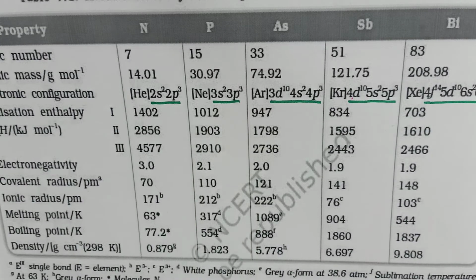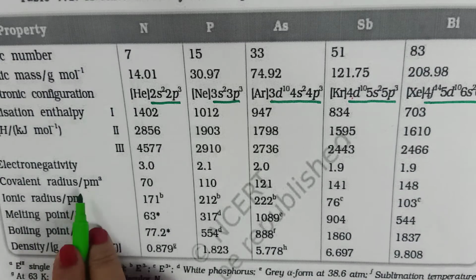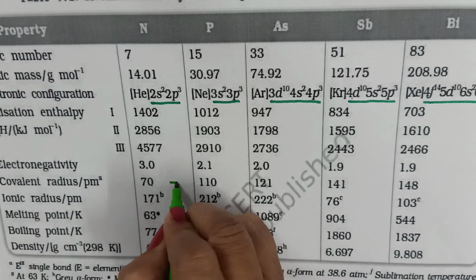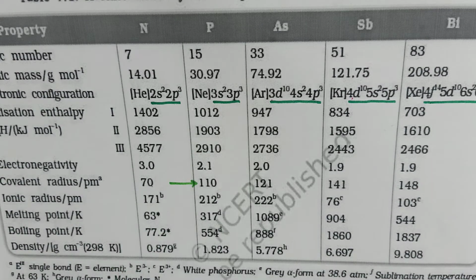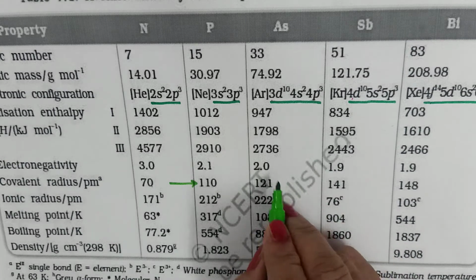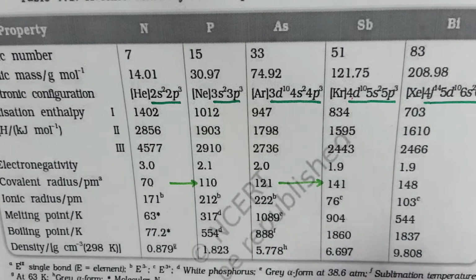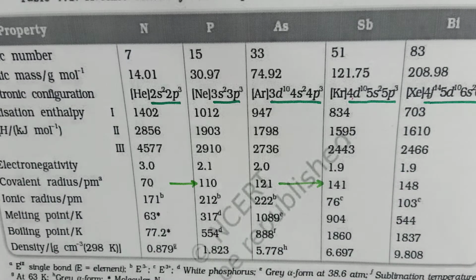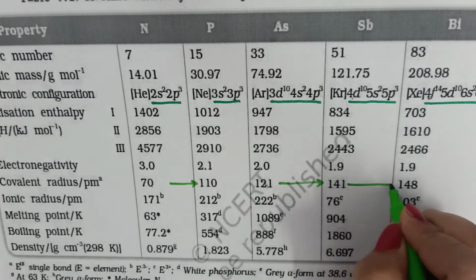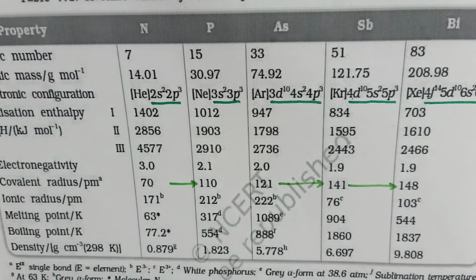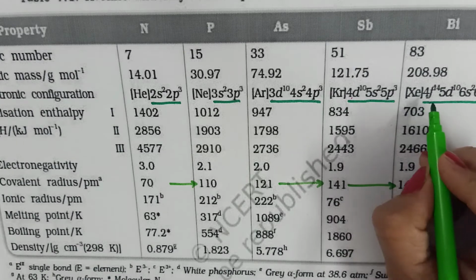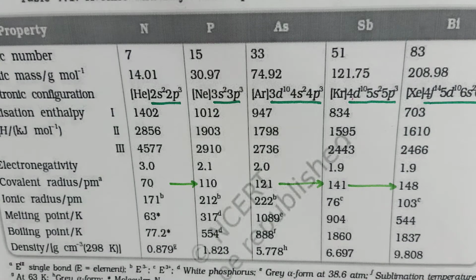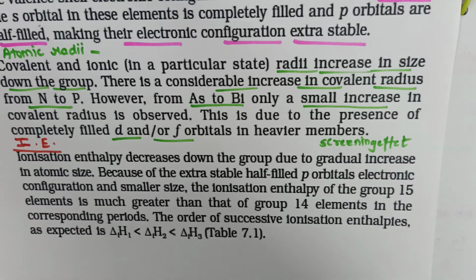As we can see in this, the covalent radii, nitrogen 70 to phosphorus 110 picometer. So there is a great increase in size. But when we are moving from arsenic to antimony, 121 to 141, there is only a slight increase. And when we move on to bismuth, the increase in size becomes much smaller because of presence of 4f, which will produce screening effect.